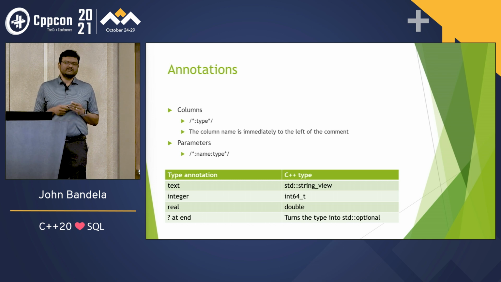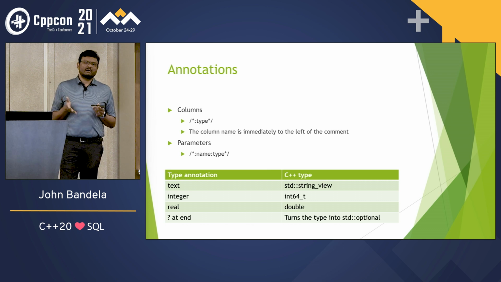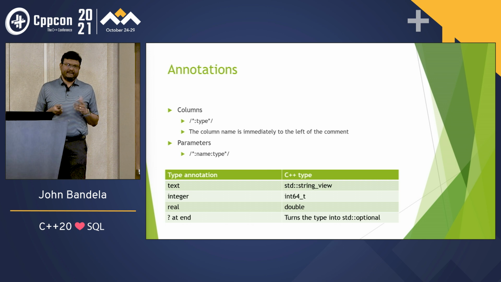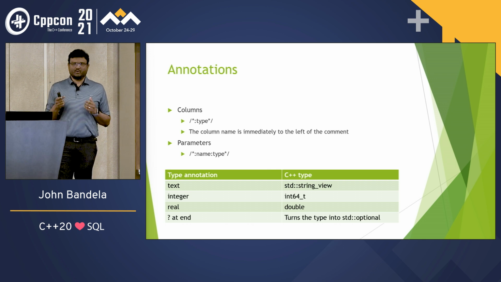In the annotations, what I did for the columns is comment, type. And we don't have to put the name because the column name is just immediately to the left of that comment. Select whatever column you have and then type. And then for parameters, we specify the name for them because there's no name in there for the question mark. So we do a name type.